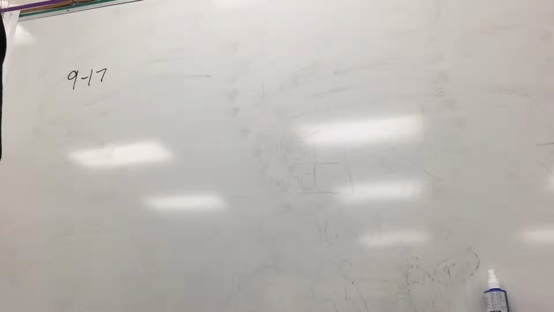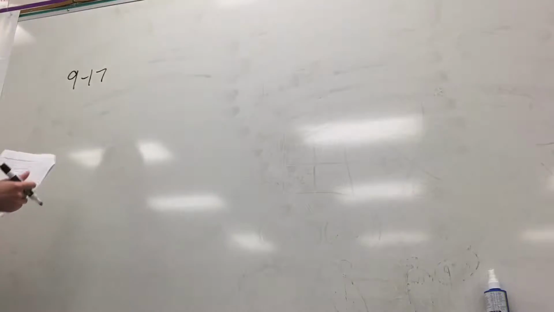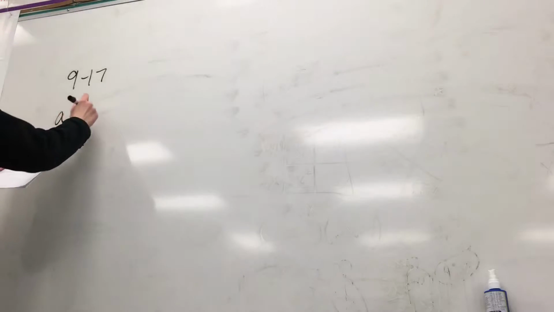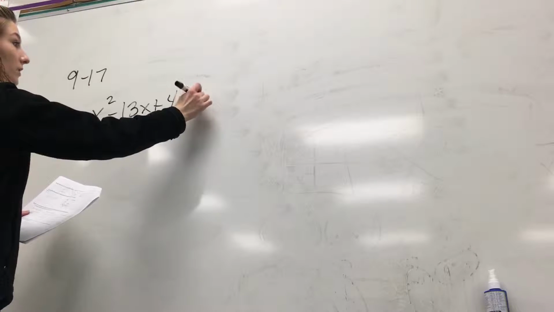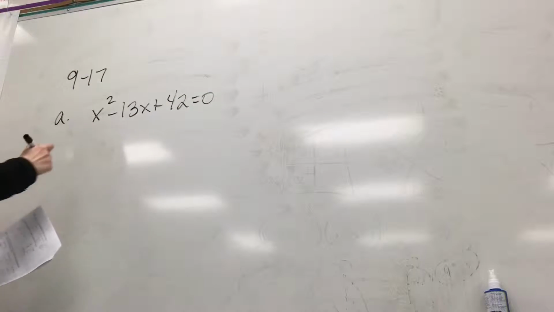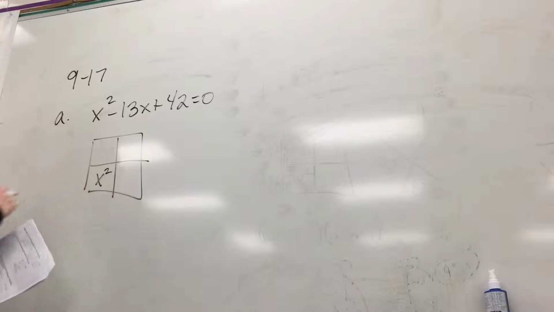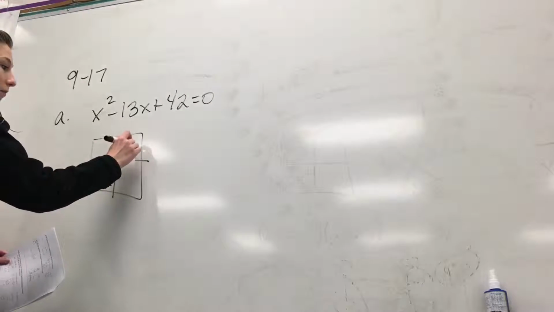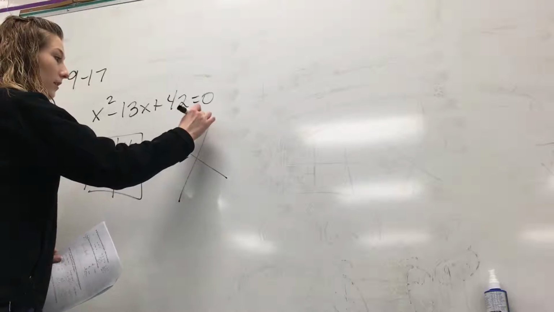Problem 17. Solve the following quadratics by factoring using the zero product property. Be sure to check your answers. So here's A. x squared minus 13x plus 42. This is what we did for the previous chapter. So I do the box and diamond stuff. I put my x squared bottom left, I put the 42 in the top right, and I multiply those. So I get positive 42x squared.